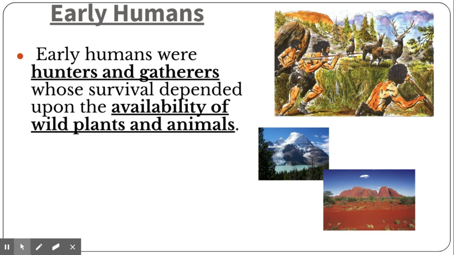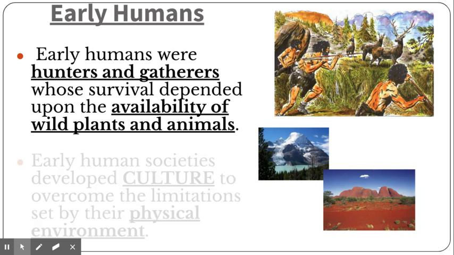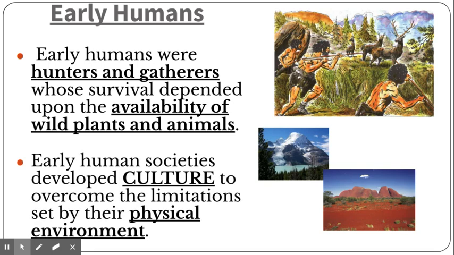Our early ancestors were considered hunters and gatherers whose survival depended upon the availability of not just wild plants but also animals. As the animals would migrate, so did our ancestors. Likewise, as the seasons changed, the availability of plants and the food that they produce would also either increase or decrease, and in turn, our ancestors had to move.